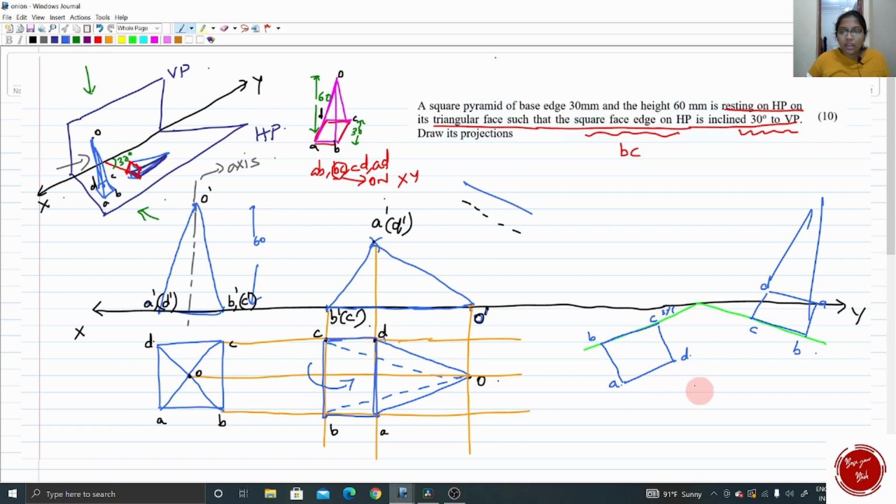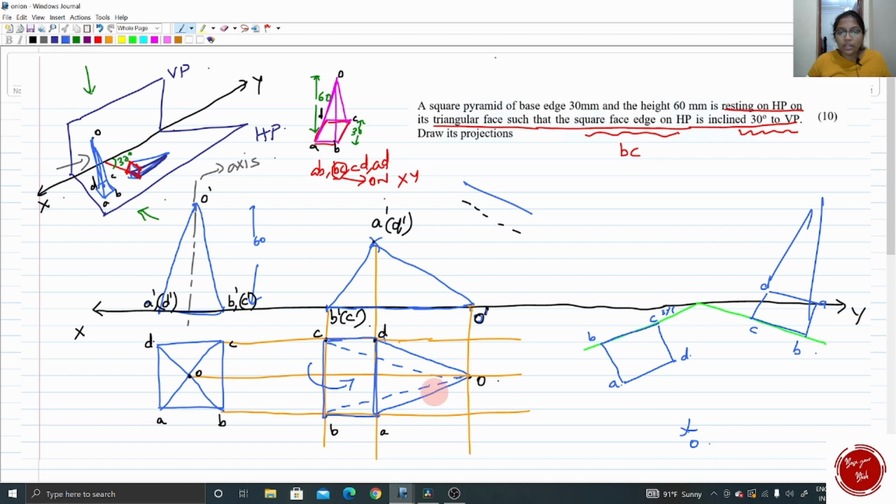Okay, and now next we have to spot this O point. So for that we need two arcs. That is, take the length AO and cut an arc here with the length AO, and take this length DO and cut the arc from D. The intersecting point is O.